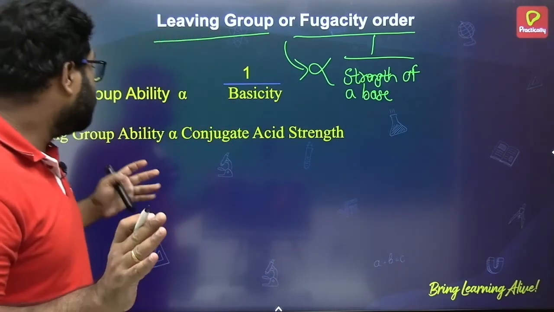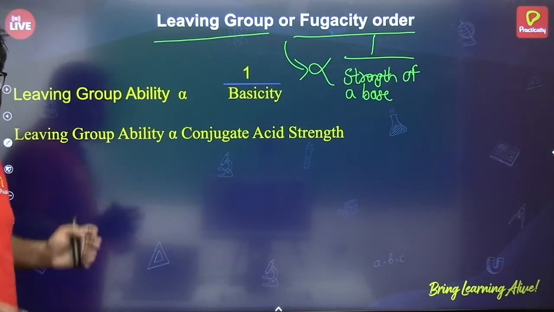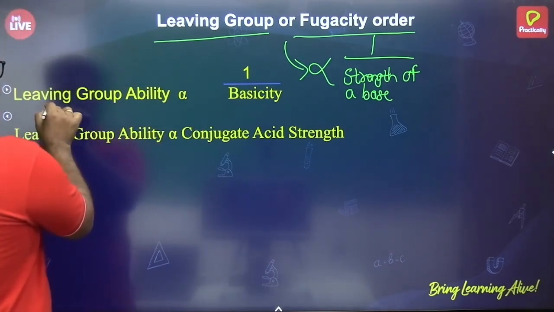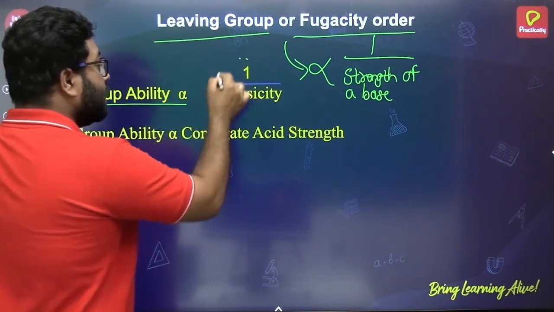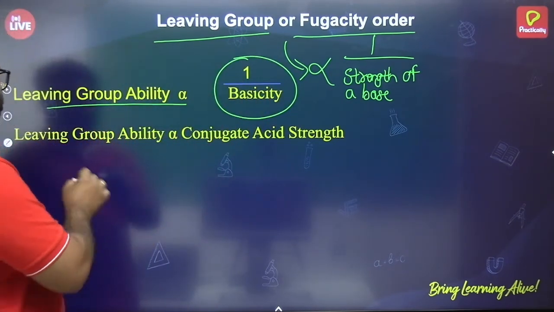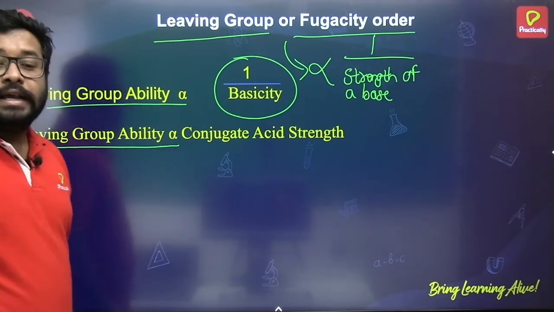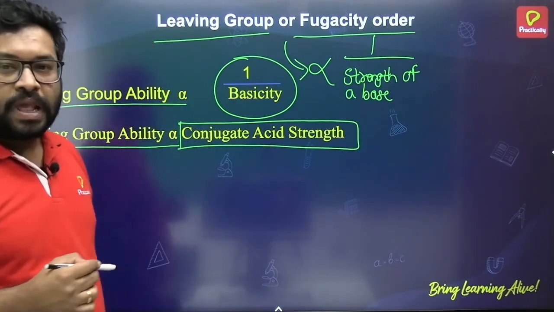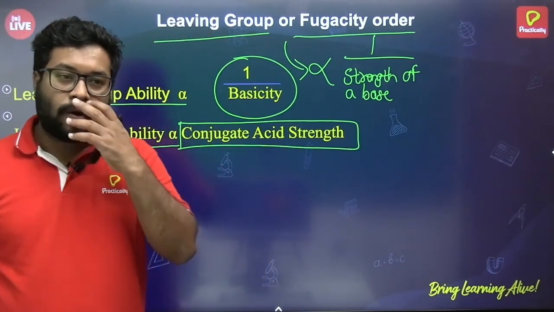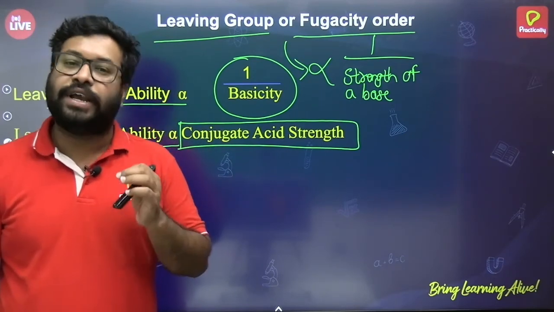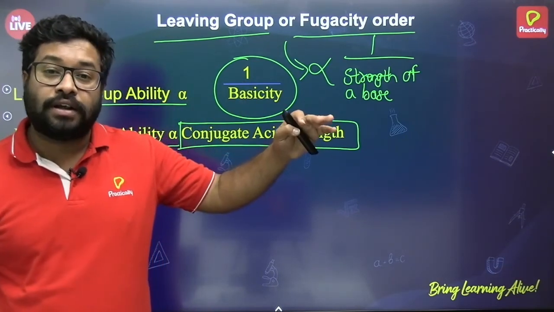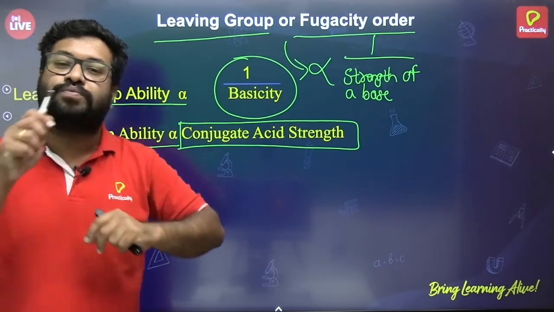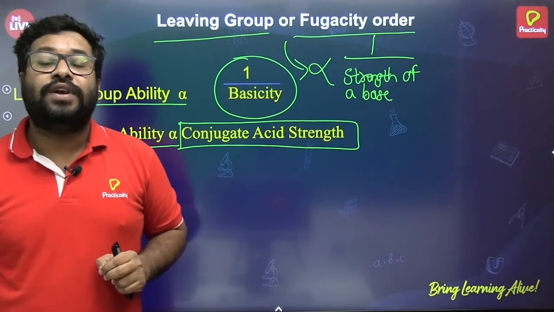It is that simple. So as I've already written here, your leaving group ability is inversely proportional to basicity, or you can say leaving group ability is directly proportional to conjugate acid strength. So whatever leaving group you have, just put an H plus ion into it and you would get the acid. If that acid is stronger, that means the anion which was there before you put the H plus ion is the good leaving group.